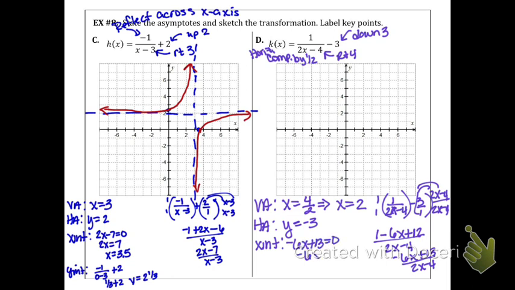So negative 6x equals negative 13. So x is 13 over 6, which is just a little bit more than 2. It's like 2 1/6. And so I'm going to go ahead and mark that while we're talking about it. So 2 1/6.